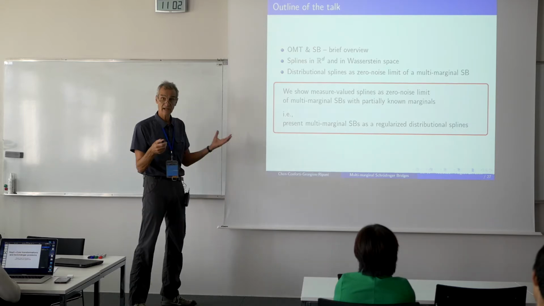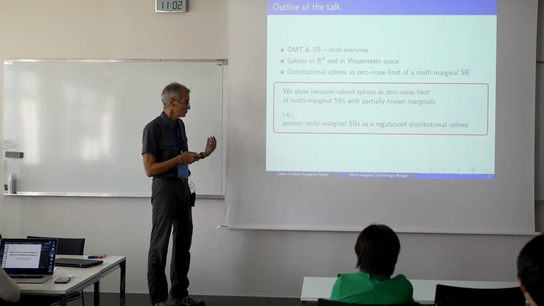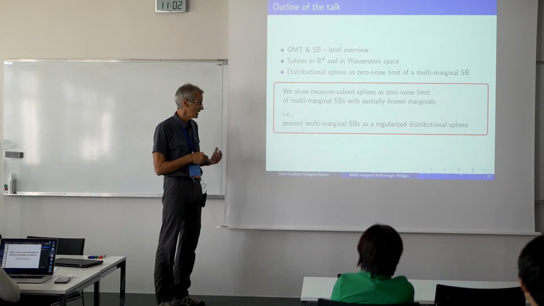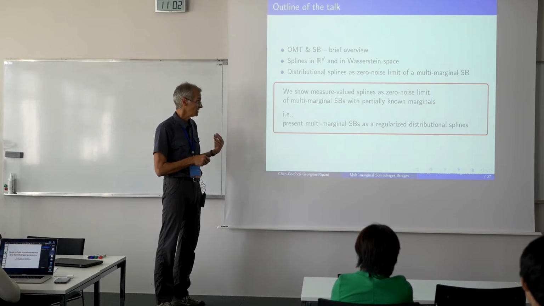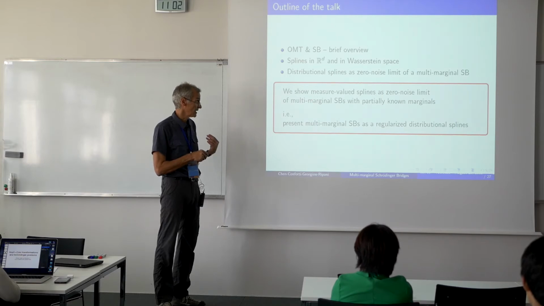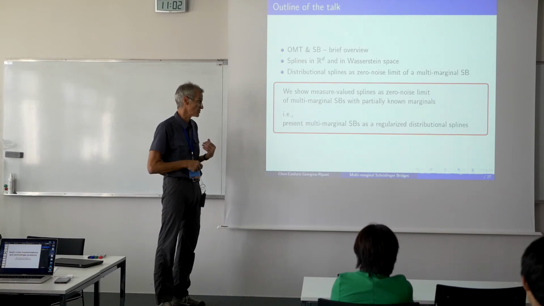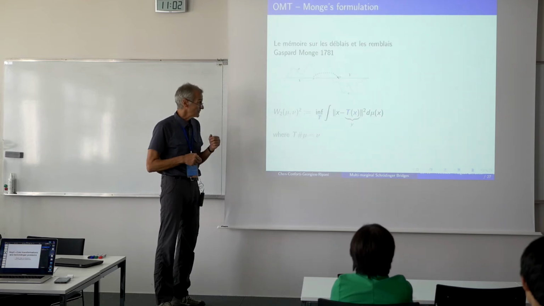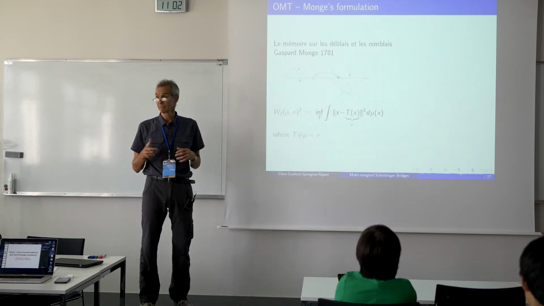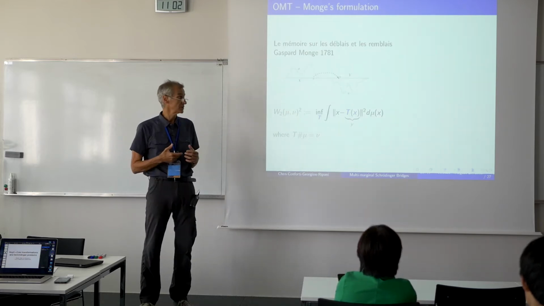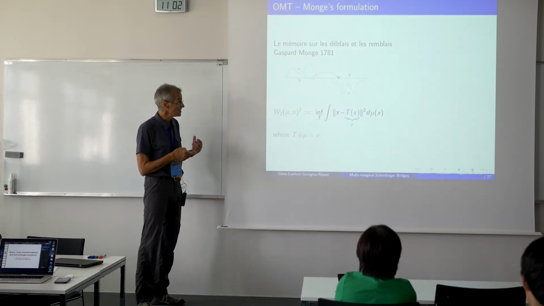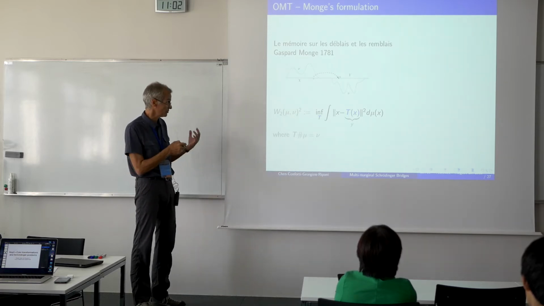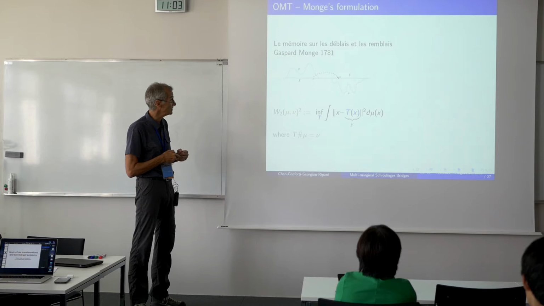So basically, in a nutshell, if you'd like to see what this talk is about, it's multi-marginal Schrodinger Bridges, and that measure-valued splines are the zero noise limit of those. So let me again, for some of you that have not had the background in optimal mass transport, give you a couple of slides to present the context and some of the terminology.